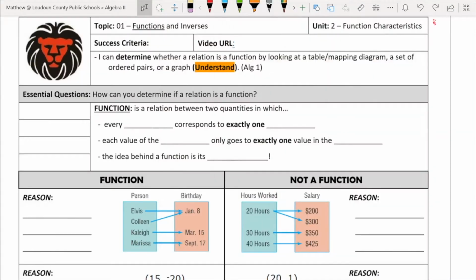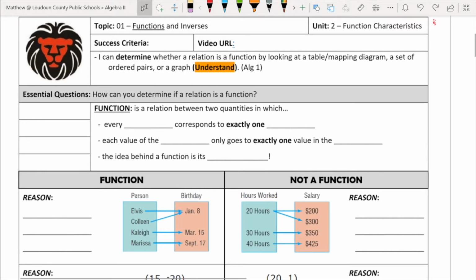All right. So we're going to go ahead and start the notes. What I would do is print them out if you want to, or if you can, just write on the screen. I know you can use OneNote. You could even copy down the notes. It's up to you. All right. So today our topic is functions and inverses. Okay. So functions and inverses.